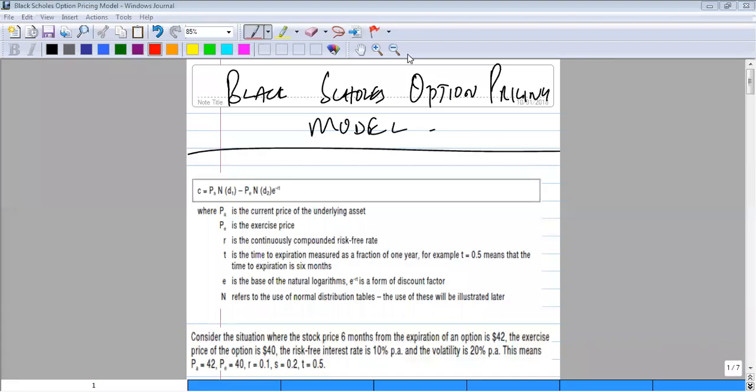Hello, everybody. The topic that we shall be discussing today is the Black-Scholes option pricing model, which is also known in the short form as BSOP. Now, what exactly is this Black-Scholes option pricing model? Let's have a quick discussion about it.